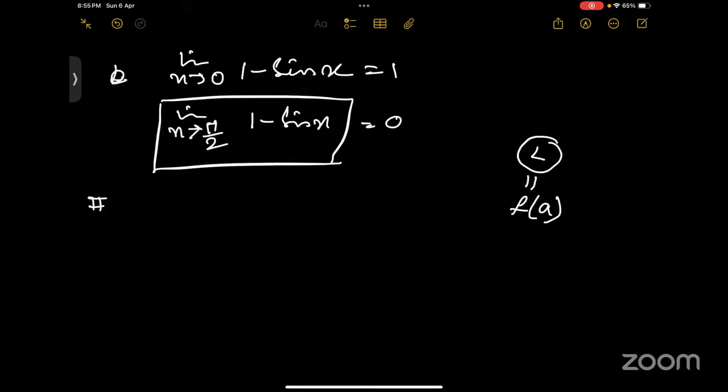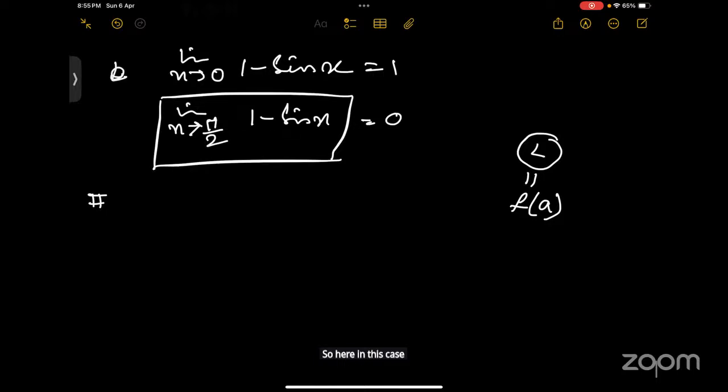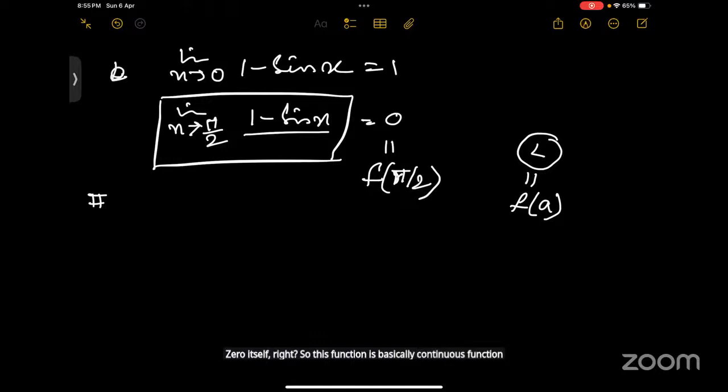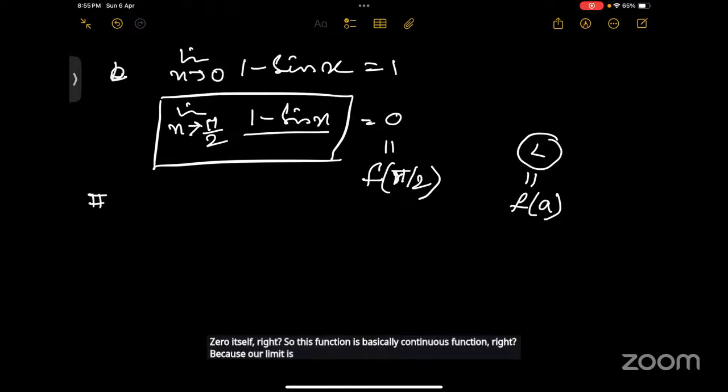So here in this case, this is our function, right? And the limit is 0. What is the functional value at pi by 2? 0 itself, right? So this function is basically a continuous function, because our limit is equal to the functional value of that function at that point, right?